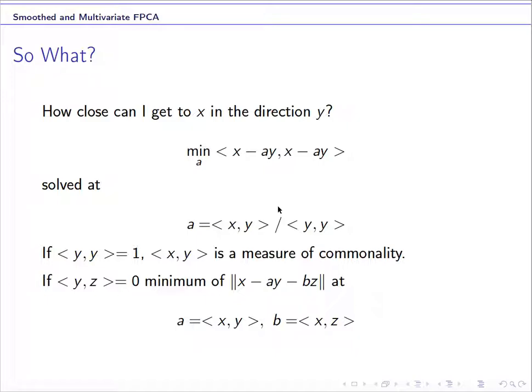So here, suppose we have the constraint that the length of y equals 1, in other words, the inner product of y and y equals 1. Then the PC score a will just be the inner product of x and y.